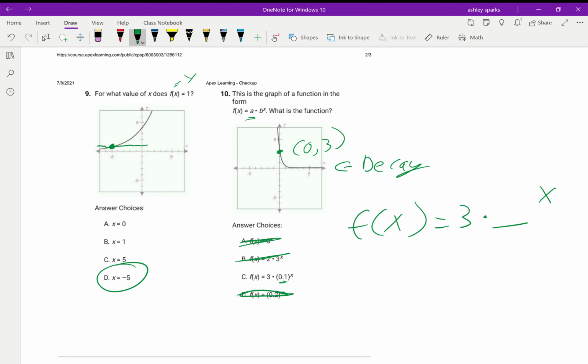Some of them, they might actually give you the decimals. Again, if you're having issues reading it, please let me know.